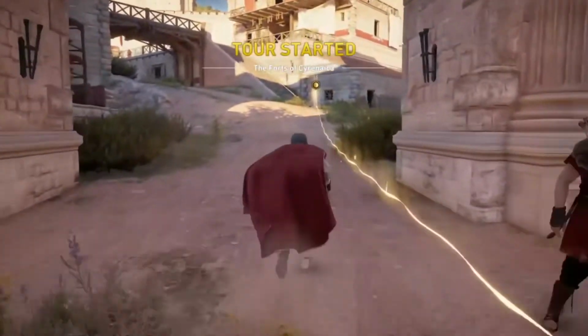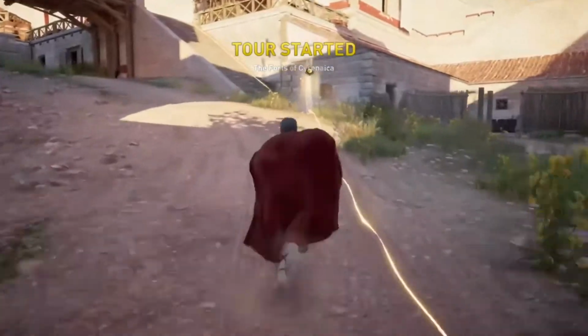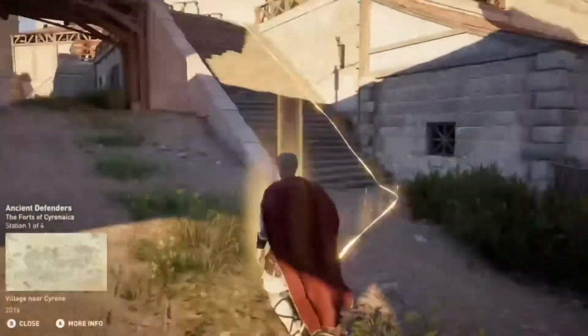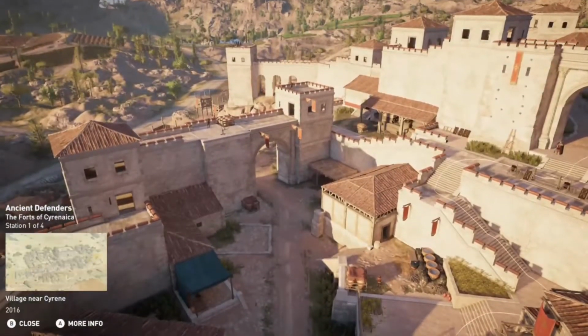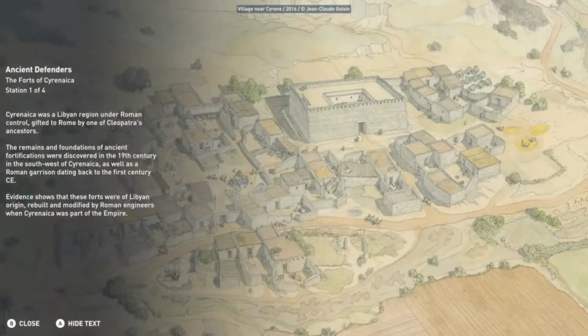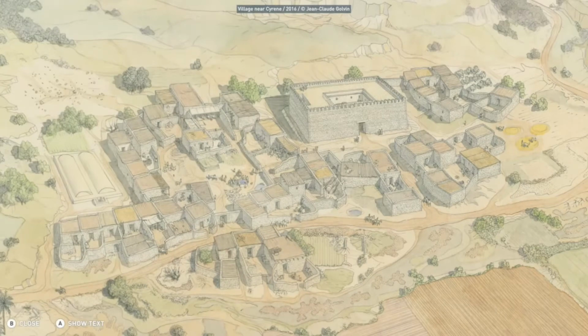Welcome to the Forts of Cyrenaica. Cyrenaica was a Libyan region under Roman control, gifted to Rome by one of Cleopatra's ancestors.